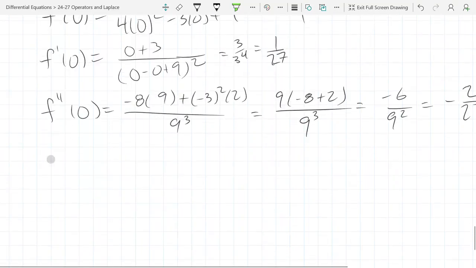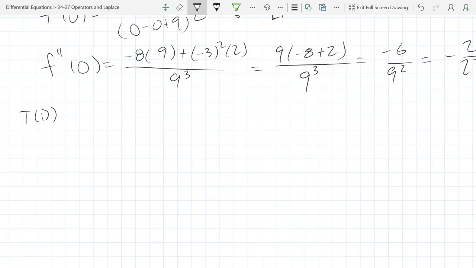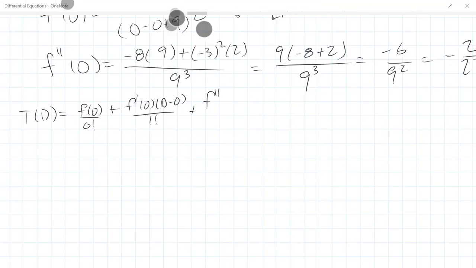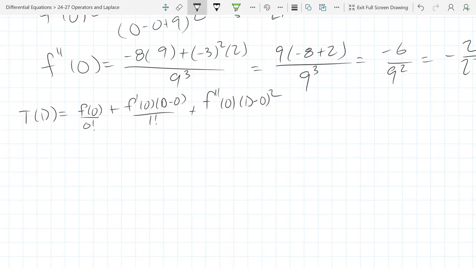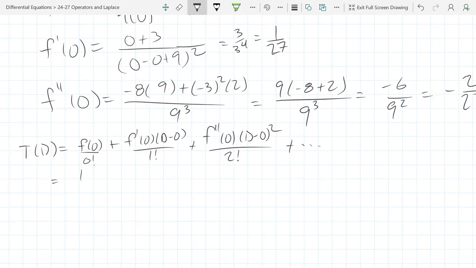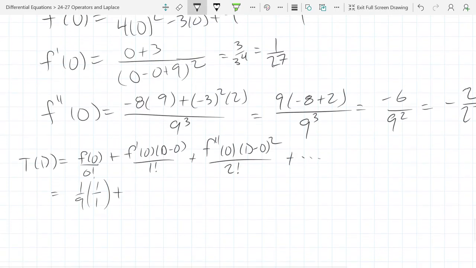All right, let's just rewrite that T of D then. I'll write that down here. T of D, f of 0 over 0 factorial plus f prime of 0 times d minus 0 over 1 factorial plus f double prime of 0 times d minus 0 squared over 2 factorial. So f of 0 was 1/9, and 0 factorial is 1. f prime of 0, 1/27, divided by 1 factorial is 1, times d, plus negative 2/27 over 2 factorial, which is 2, times d squared.